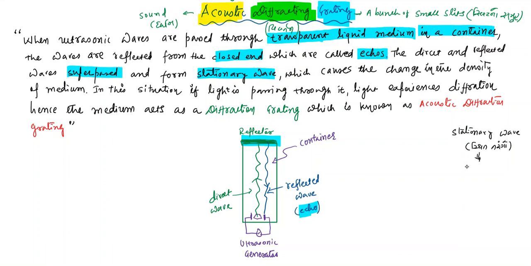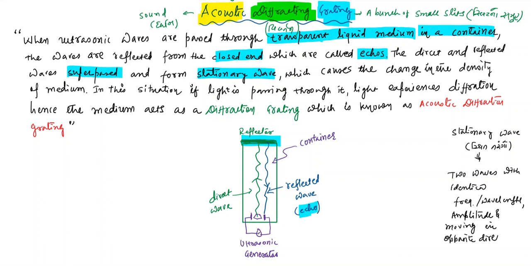So by the definition, two waves with identical frequency or wavelength, identical amplitude, and moving in opposite directions, when superposed over each other, they form a stationary wave.